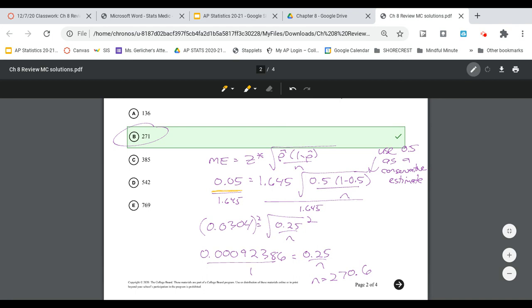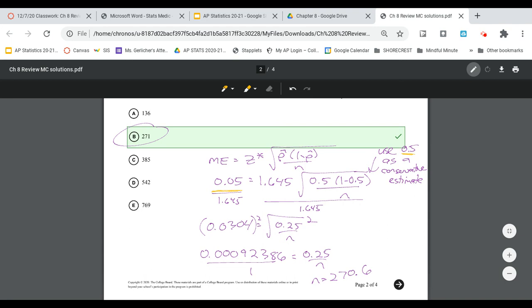They did not give you a p hat to use. So in this case, you need to use 0.5 as a conservative estimate. So just remember that when you're finding the sample size, if they don't give you a p hat to use, you have to use 0.5, because 0.5 will mathematically give you the largest possible sample size you could need. So that's why it's considered a conservative estimate. So use 0.5 and then do all your algebra.